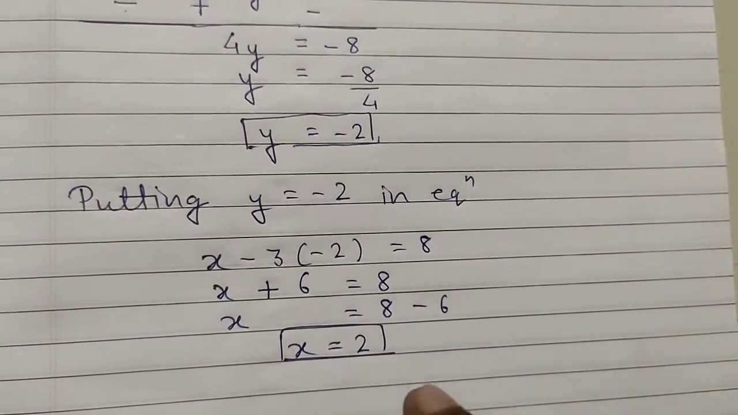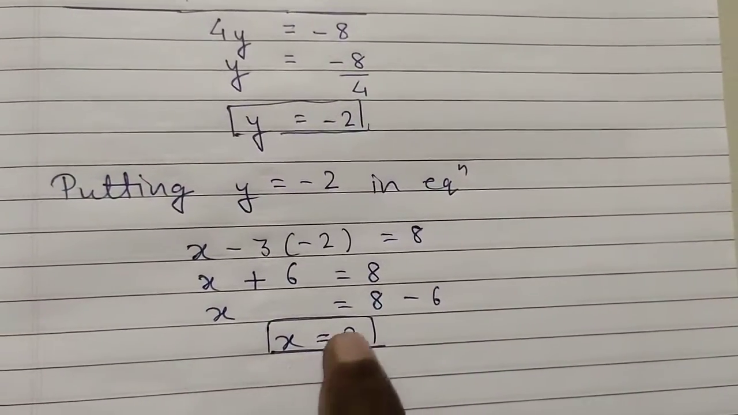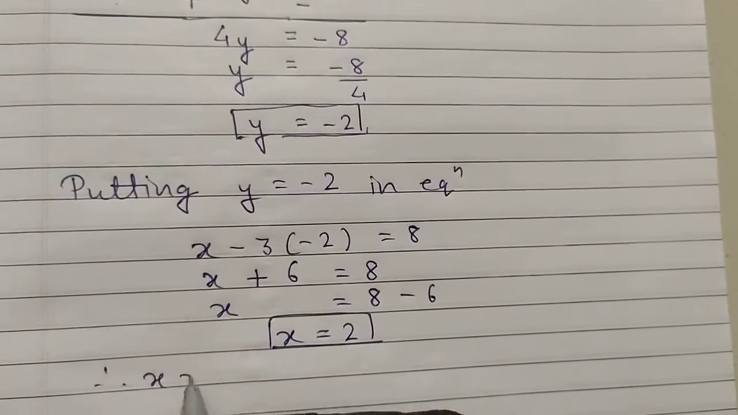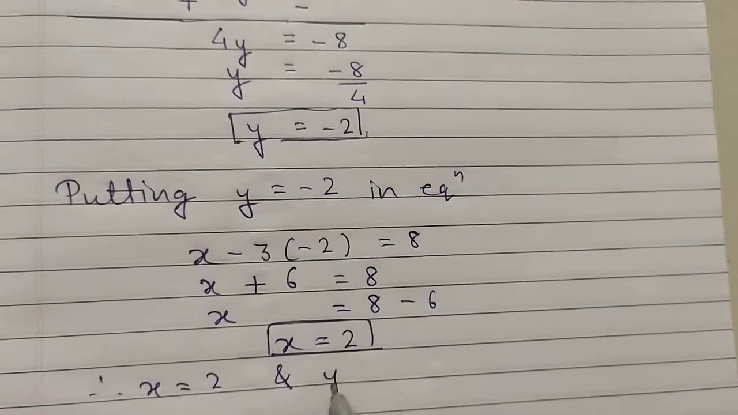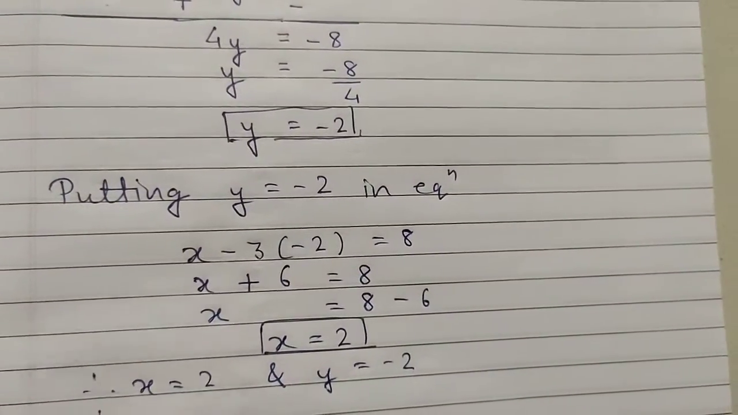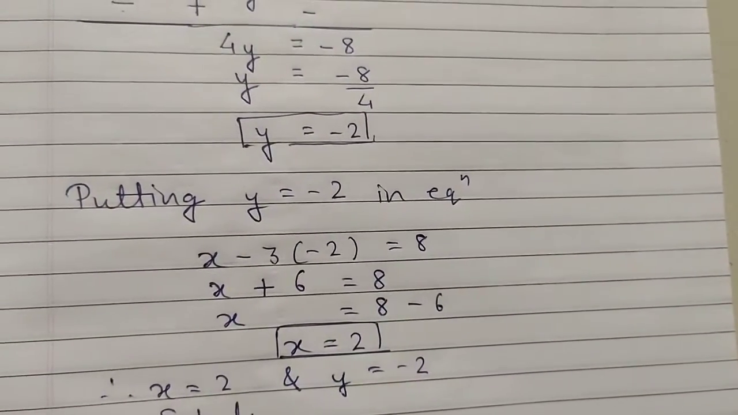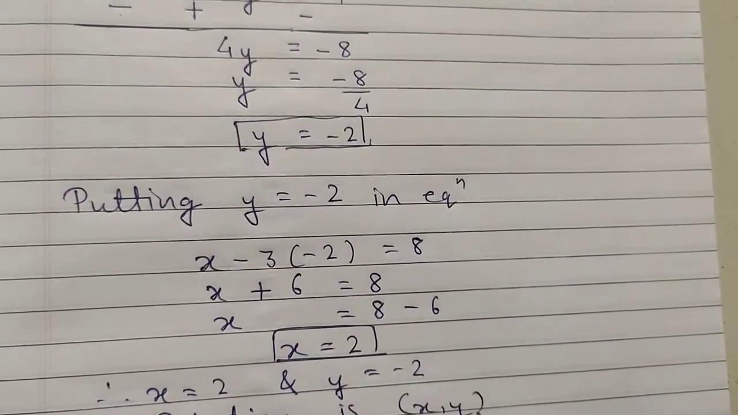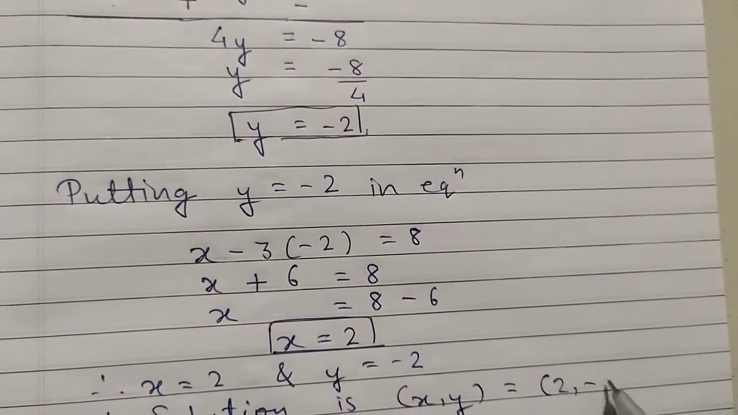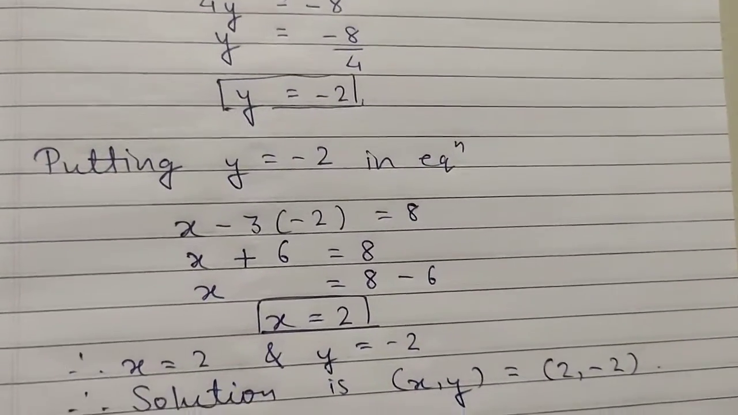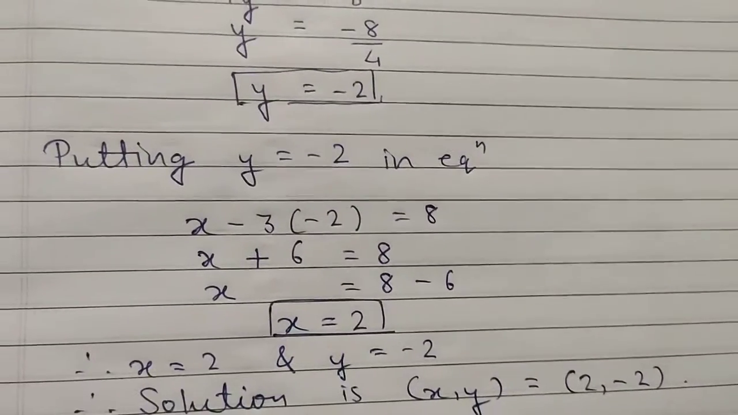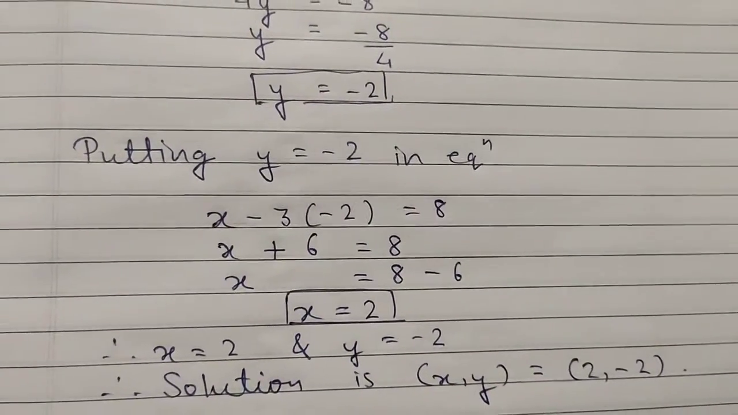Okay, so in this way you have your answer, that is x is equal to 2 and y is equal to minus 2. So write that. Okay, so you can write your final answer as, therefore solution is x comma y, that is 2 comma minus 2. Okay, so students, in this way I have completed question number 3.